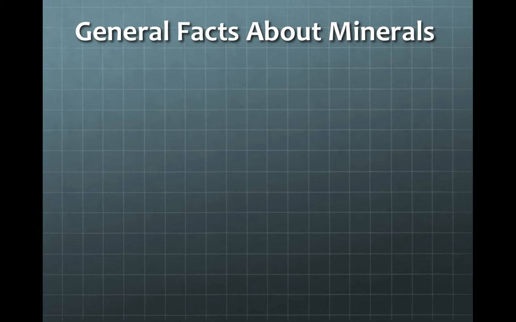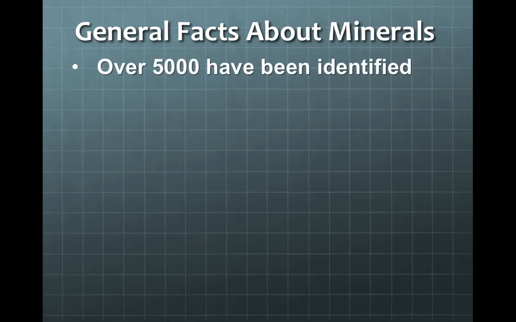Okay, let's take a look at some general facts about minerals. The first one is that over 5,000 of them have been identified, and new ones are being discovered all the time. Obviously, you're not going to learn about all 5,000 of them. In fact, we're only going to learn about a few of them this year, but you can see that there's just a huge variety of them that God has provided for us to be used in everything from gemstones to drywall.